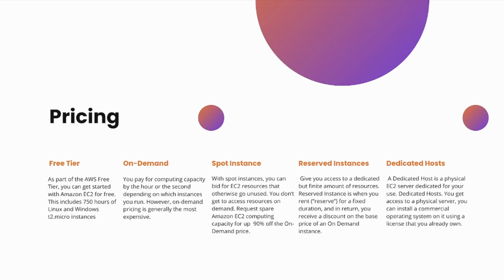Well, if you have the free tier of AWS, you get it free for up to a year, but that includes 750 hours of Linux and Windows T2.micro instances. So there's a specific instance that you have to use, and you only get up to 750 hours of it using Linux and Windows. So that's the free tier.